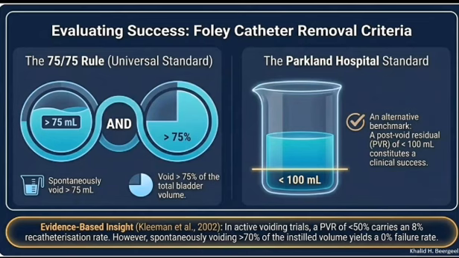The other one, used at Parkland Hospital, means if the post-voiding residual volume is less than 100 ml, then it's a success. The evidence for this is that if the post-voiding residual is less than 50%, there is only a 5% chance of recatheterization, while if the patient voids more than 75% of the instilled volume, the failure rate approaches around 0%.